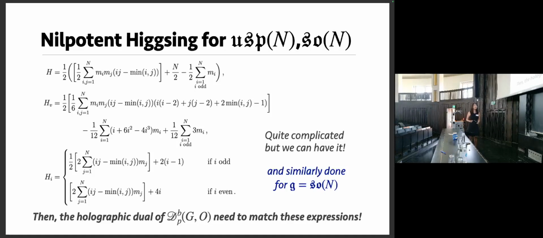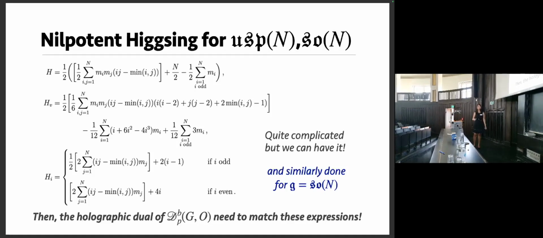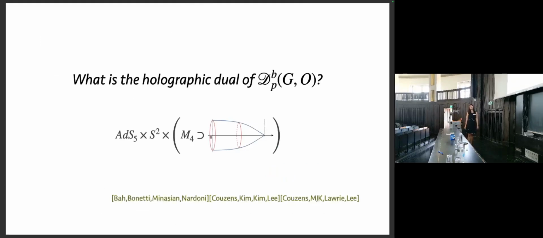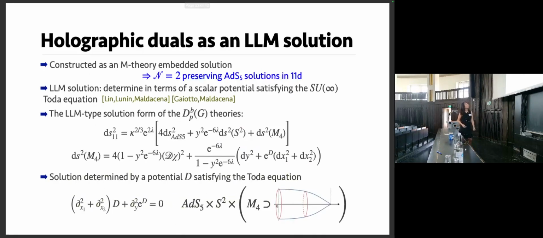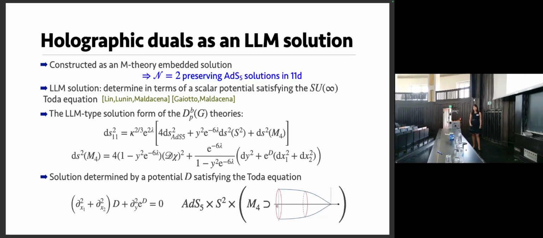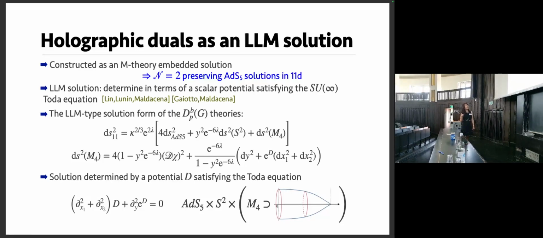These central charges and the flavor central charges, along with their symmetry algebras, are the ones that need to be matched for the holographic dual of these theories to be constructed. Now let's actually construct the holographic duals of these explicit theories. In order to do that, we're going to take the M theory embedded solution. It will be given as the N=2 preserving AdS5 solutions embedded in 11D. We're going to take an LLM type, so that we can get the generic LLM solution, prescribed as these.